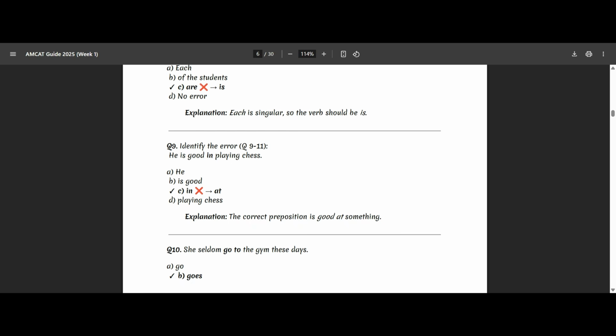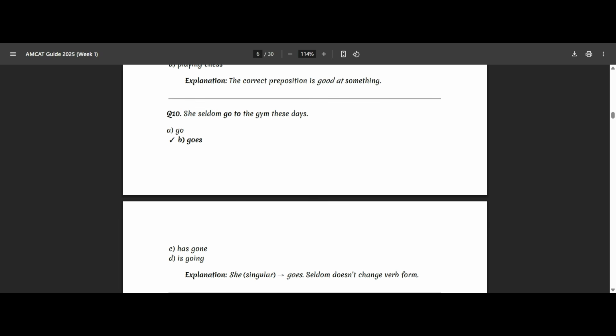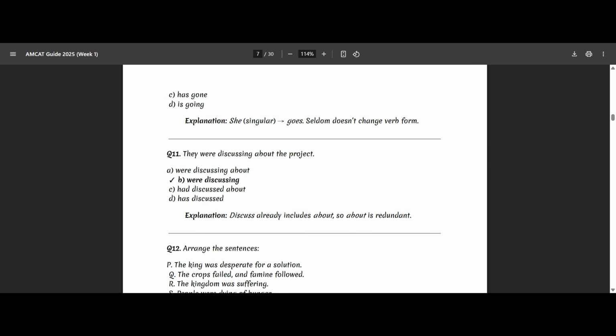Now identify the error. He is good in playing chess. No, in will not be the correct preposition. At will be. He is good at playing chess. Okay. She seldom go to the gym these days. Goes. Subject verb agreement.